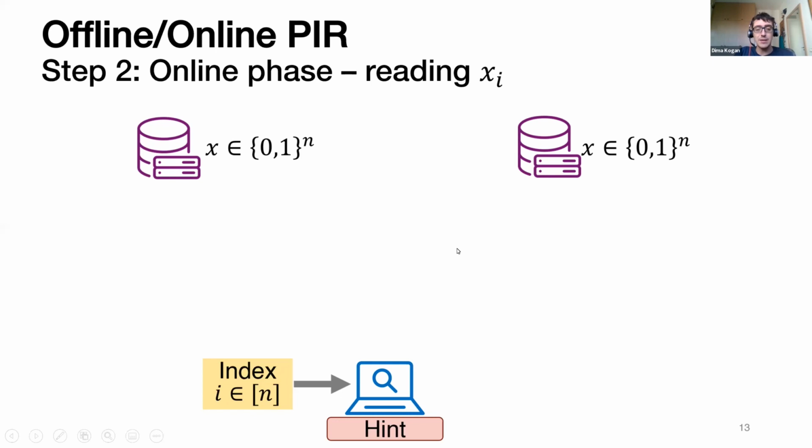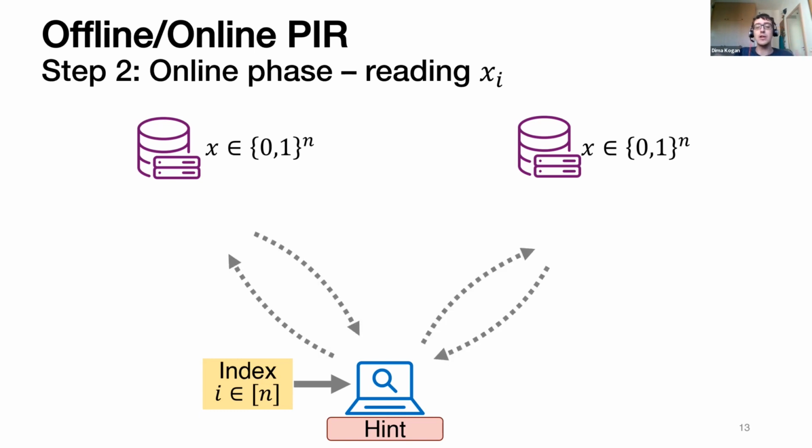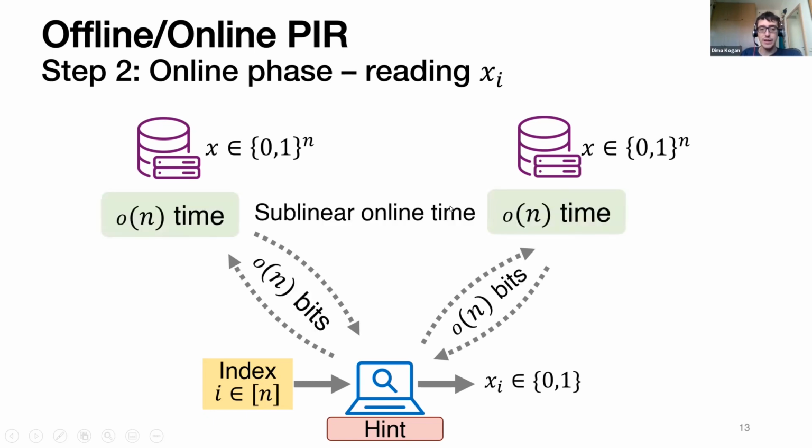So now the client gets its input index i, the index of the record it is interested in, and then it uses its locally stored hint to generate its queries to the two servers. And then from the responses from the two servers and the locally stored hint, the client can now recover the value of its bit of interest, the record of interest, x sub i. And crucially, now in the online phase, both the work of the servers and the communication are all sublinear in the database size.